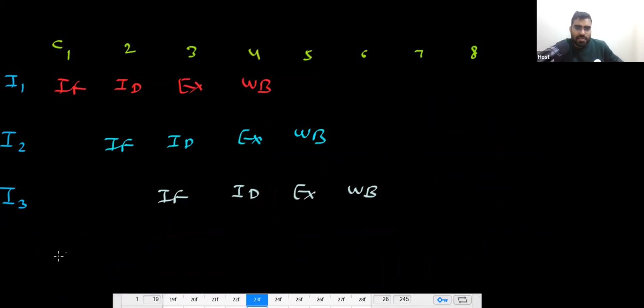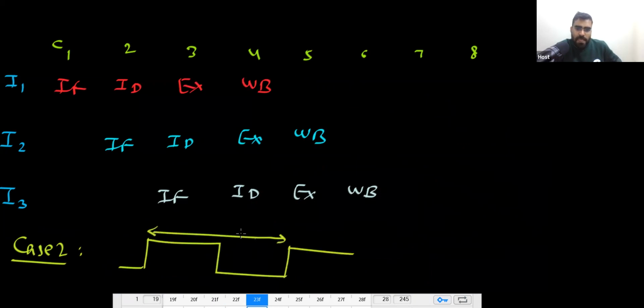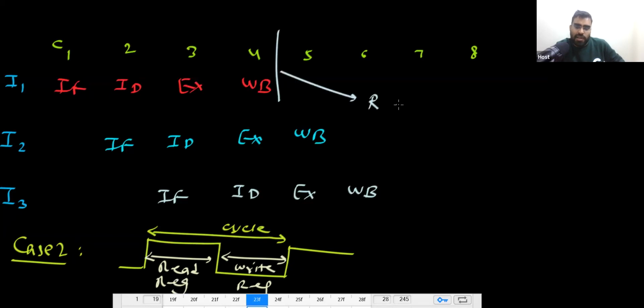But what about in this case? If you assume this, if your case 2 is this, that write happens in the second half. If I assume this is your cycle, then write register happens here. Here you write into the register and here you read the register. So you read the register first, then you write into the register. Now in this situation, you can see that at this point, your correct value of R will be available.